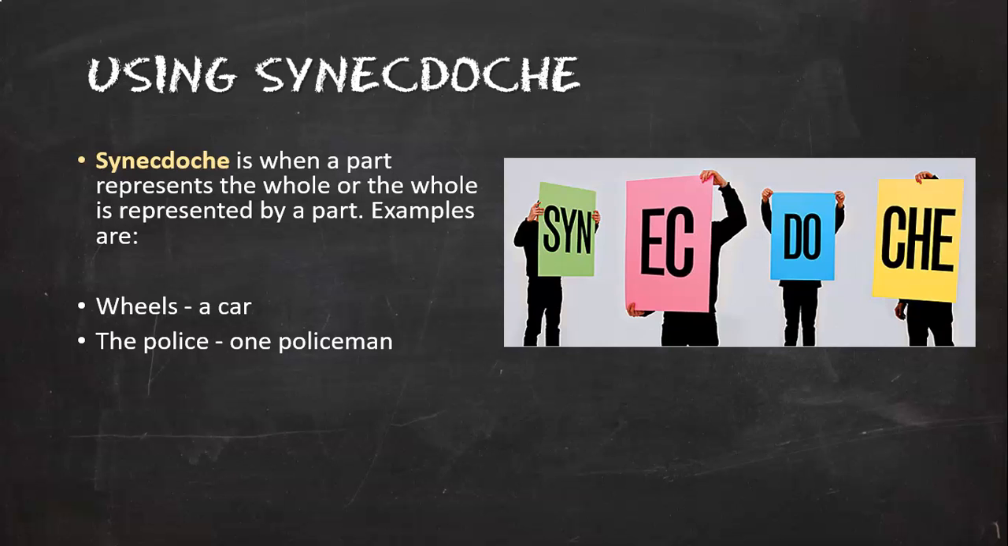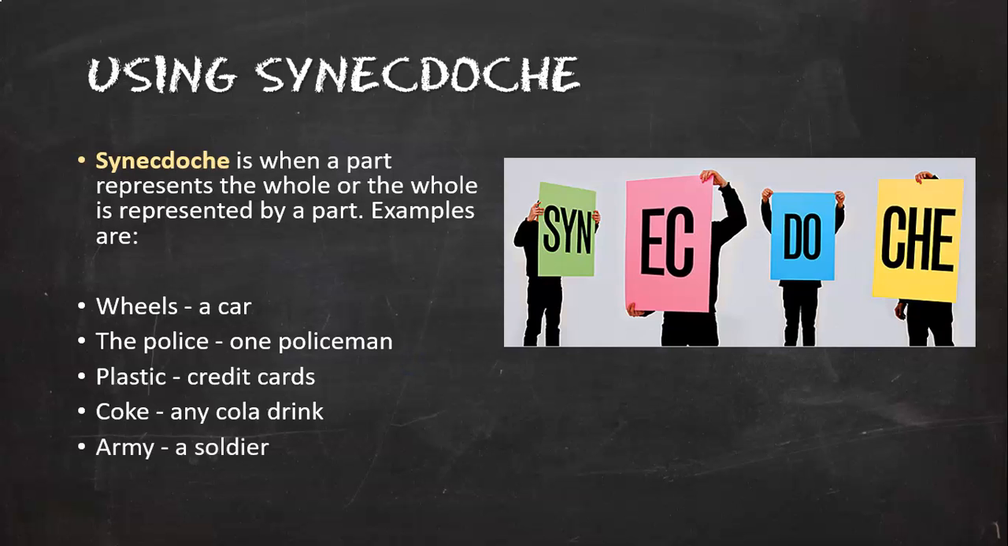Here's some more. I need to get the police, and you only need one policeman. Or you could say, give me some plastic. I want to buy a candy bar. You're talking about credit cards. Or you could say, give me a Coke, but you're really talking about any pop, soda, cola drink, like a Pepsi. But you say Coke. I'm going to get an army to stop you from being bad. Well, you really only need a few people. You don't need an entire army.